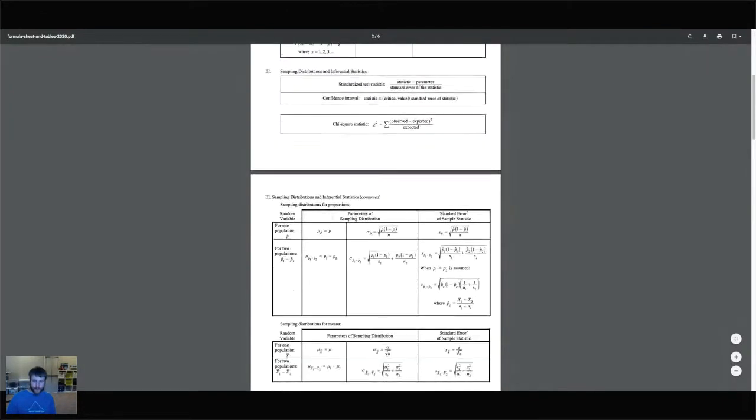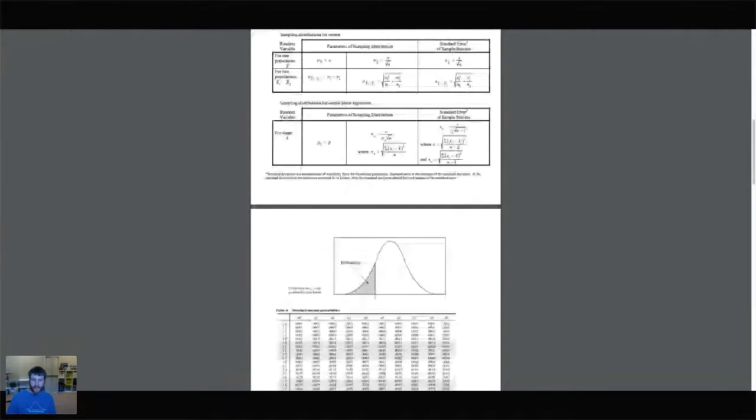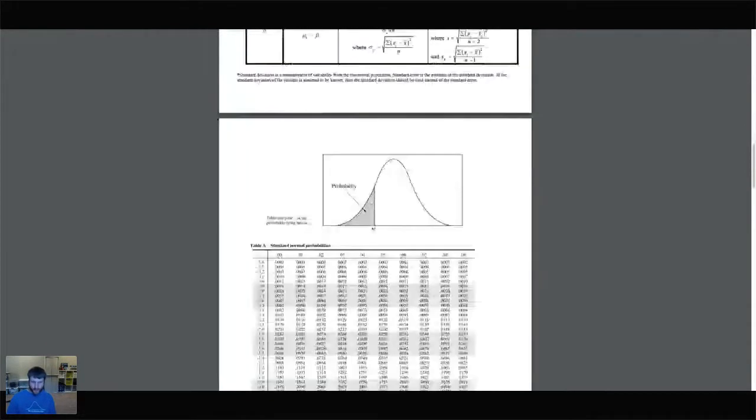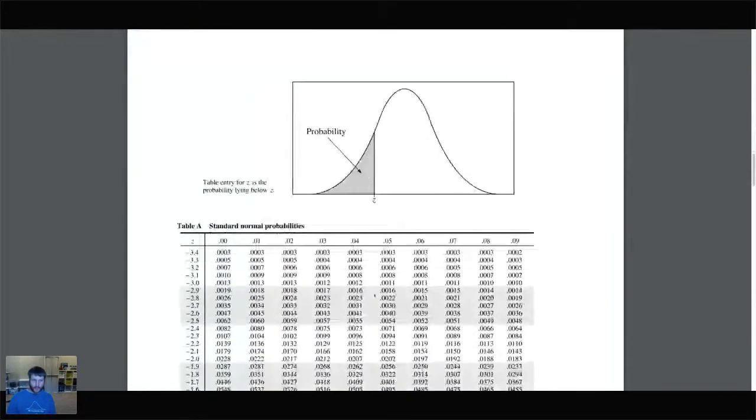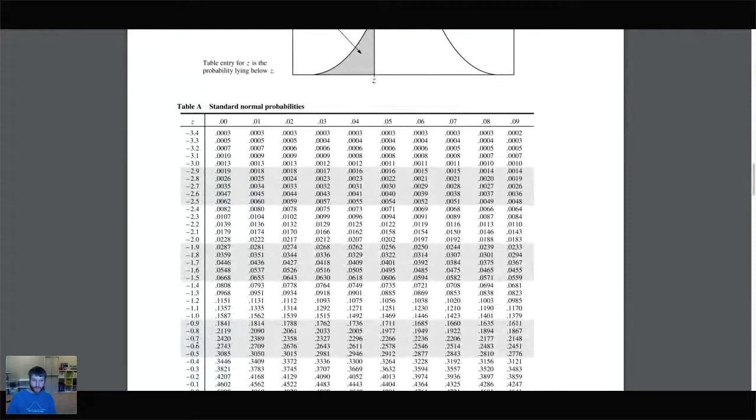If we scroll down, these are all the formulas. A lot of these are going to come in handy. And then we have our z-score charts. Let me zoom in a little bit for you guys. Okay. All right. And we said it was negative 0.75. So negative 0.7, 7.1, 7.2, 7.3, 7.4, and 7.5.